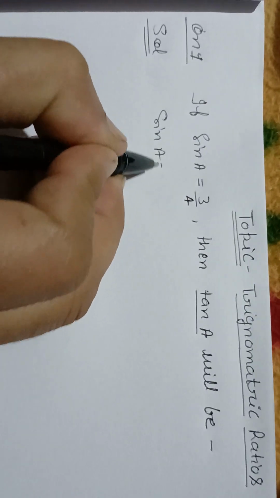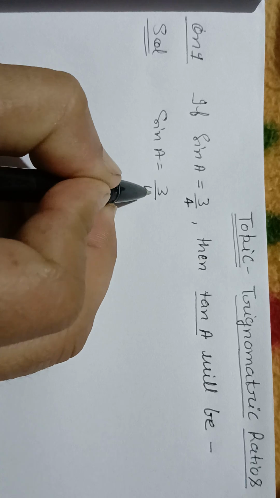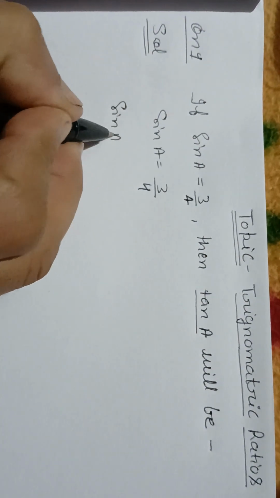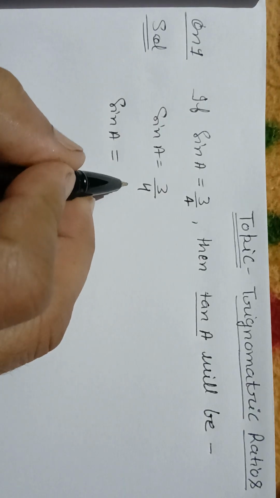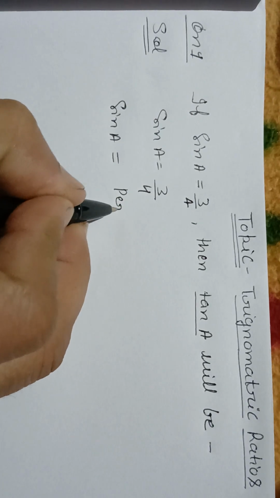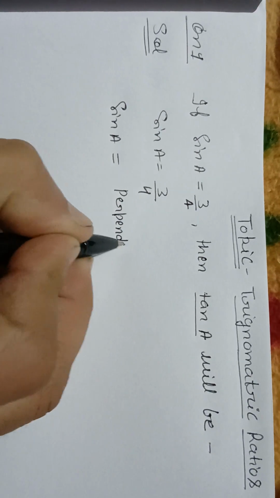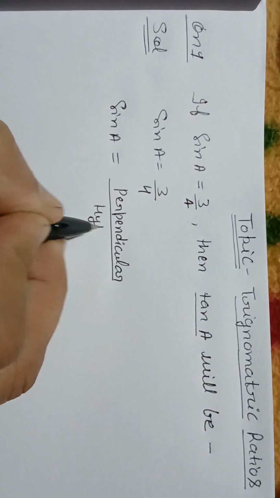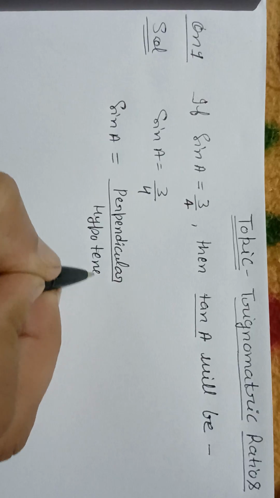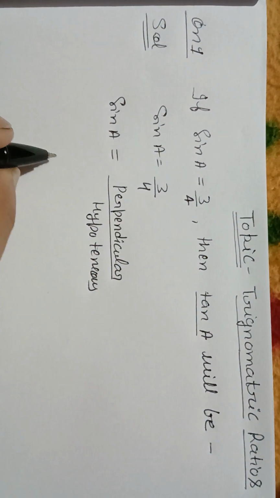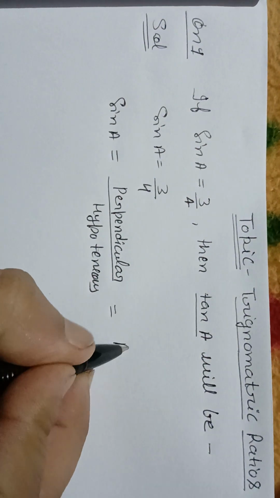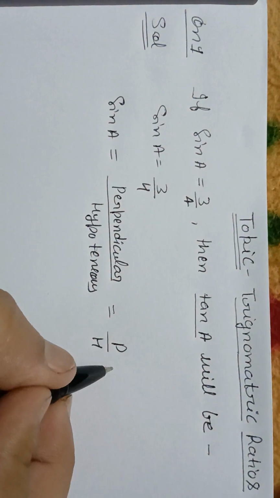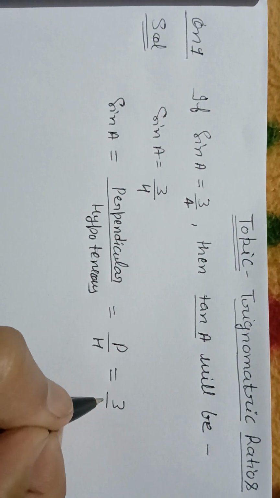Sin A equal to 3 upon 4. So students, we know that very well. Sin A equal to what? That is perpendicular upon hypotenuse. So in short I will write P upon H. Here sin A equal to P upon H, that is 3 upon 4.